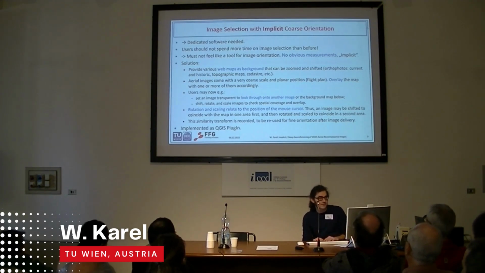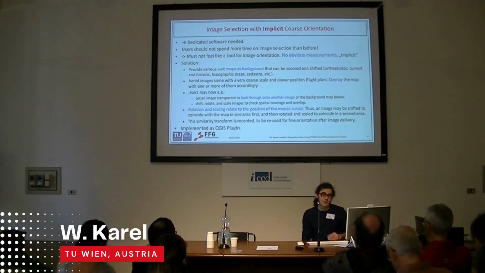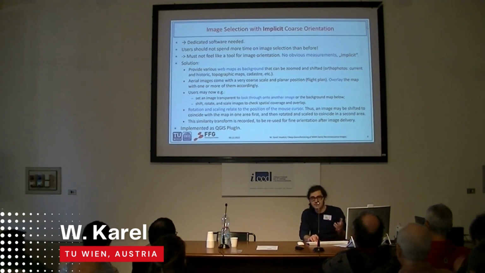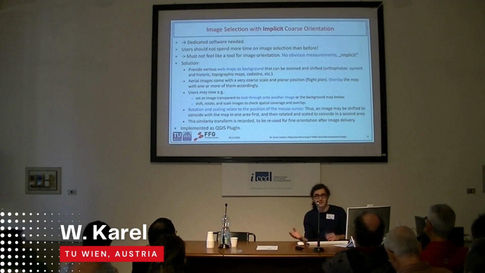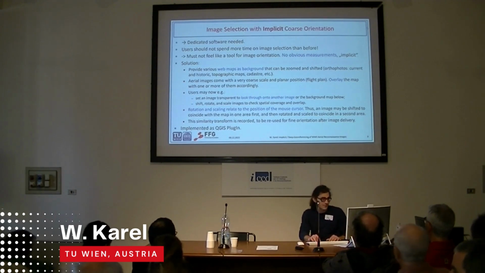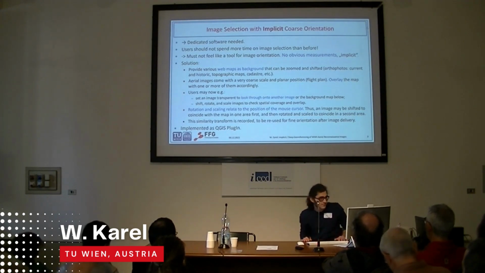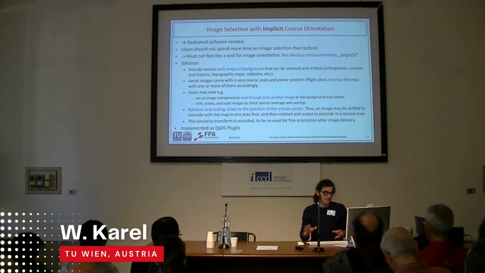Basically, what we do is we provide a large window where you can load various background maps as a 2D reference, and you can of course zoom and shift them around. As background maps, the very basic one would be the current orthophoto, but alternatives are historic orthophotos where they are available. For example, in Vienna, that is the case. Outside of Vienna, not. But also topographic maps and cadastral maps. Then the user is supposed to do the coarse orientation, needed to verify the overlap and so on.